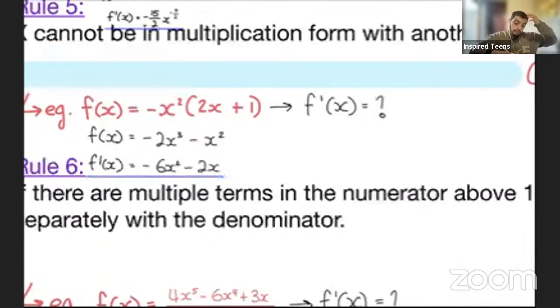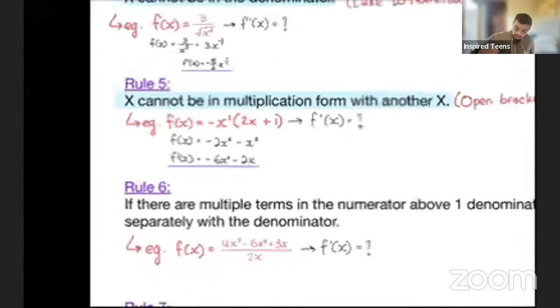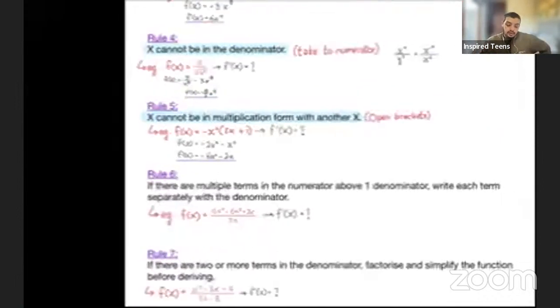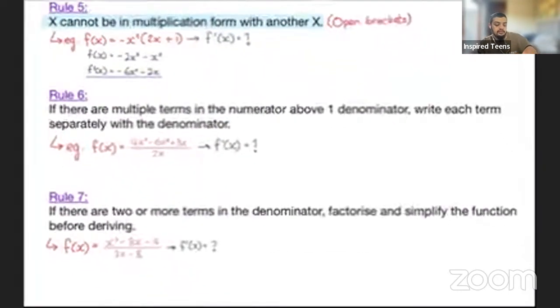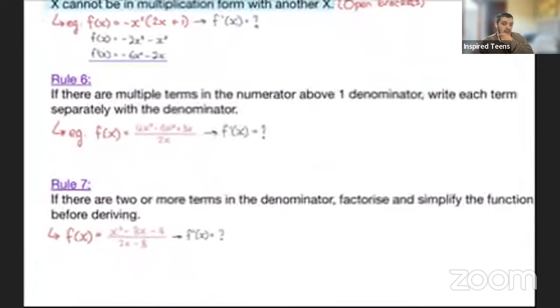Okay, I hope that makes sense. So that's the rule we follow: x cannot be in multiplication form with another x. Let's have a look at rule number 6.